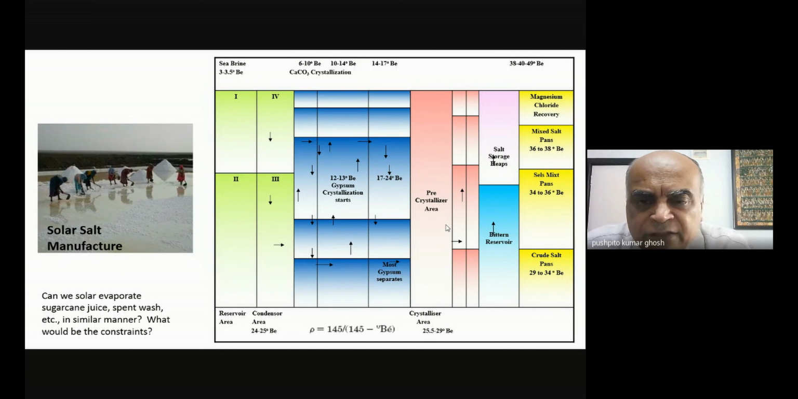Salt is at the heart of chemicals like caustic soda, chlorine, soda ash. There would be no chemical technology without these three basic chemicals. That's how important it is.